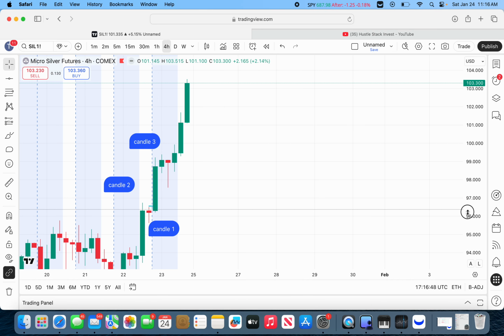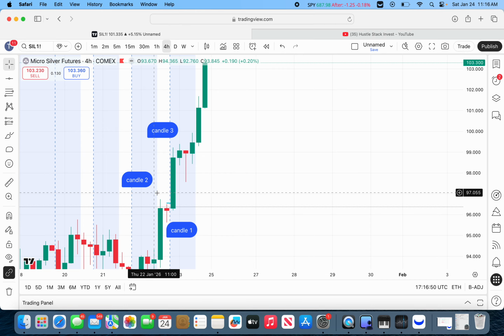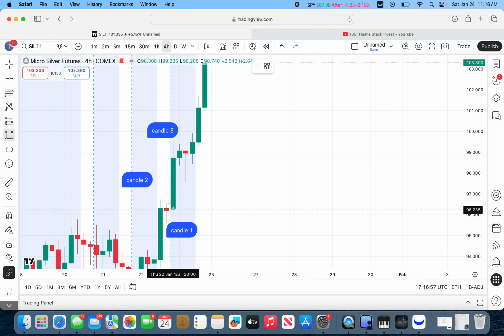Now, you will see that in the fair value gap, you'll come here, make a rectangle. You'll see that this big candle to the upside is what divides.